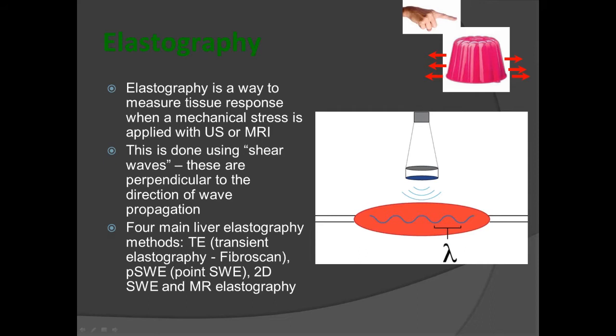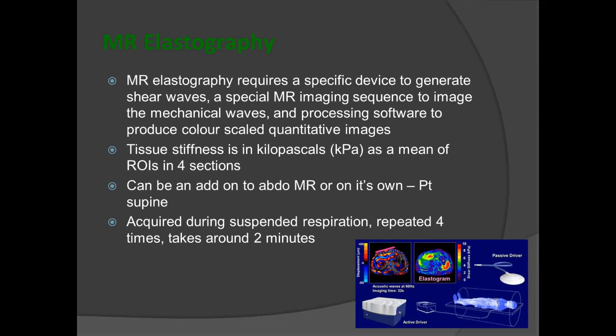Now, as Claire said, elastography is the way that we measure tissue response to a stress, and we can do that with ultrasound or MR. And it's really the transverse wave. So if you push a jelly mold, how it wobbles from side to side. So this is transverse or shear waves.